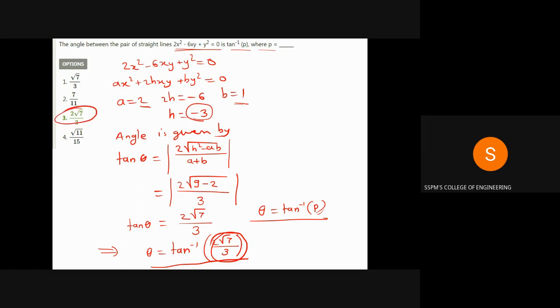Okay, remember this formula. Tan of theta is equal to 2 root h square minus ab divided by a plus b. This is the standard formula for the angle between a pair of straight lines.